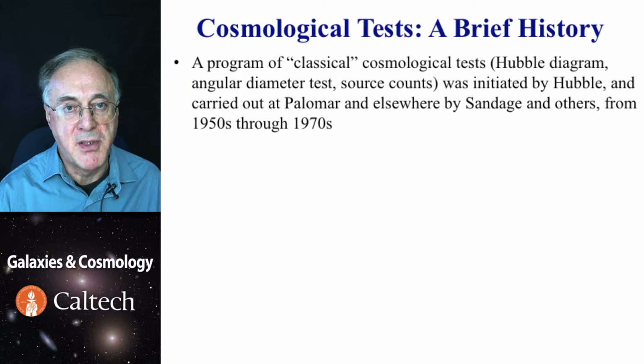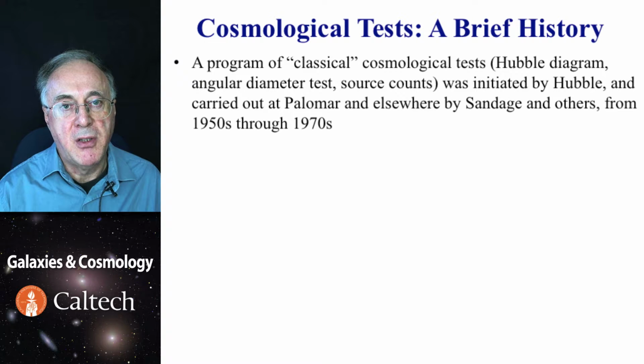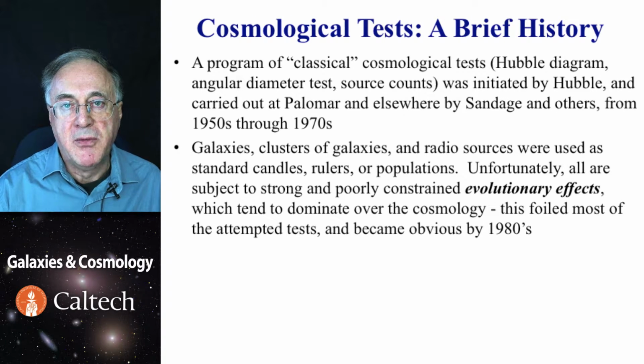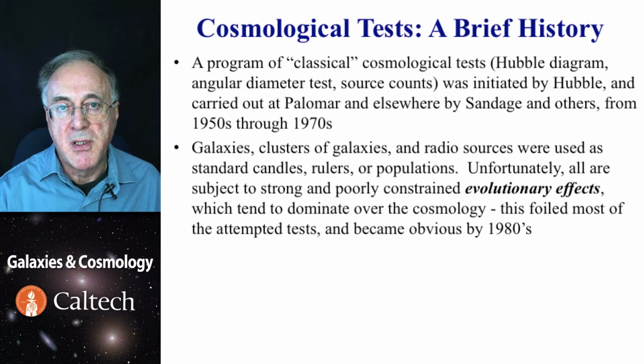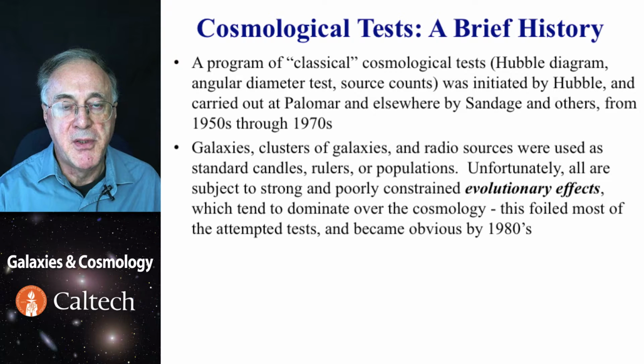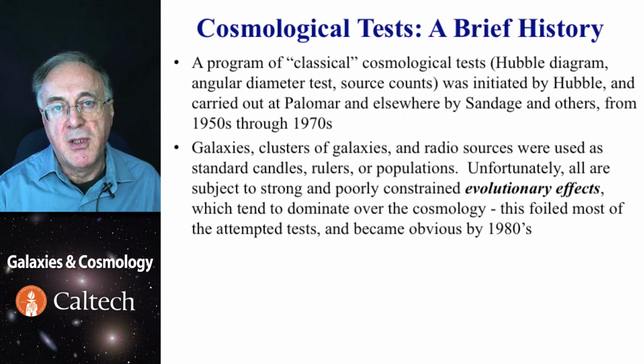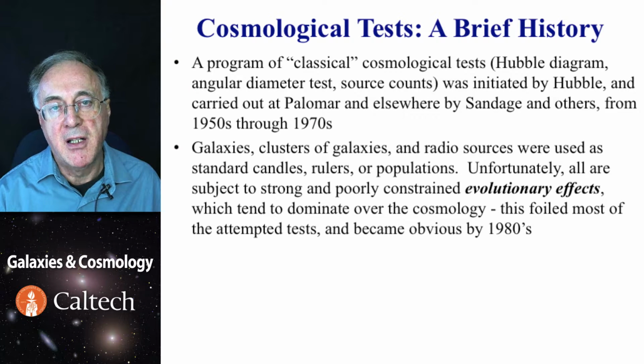thus the Hubble diagram bears his name, and Hubble and his successors, notably Alan Sandage, tried to put them in practice. There was a lot of work done on this from the 1950s through the 1970s at Mount Palomar and elsewhere. Various types of luminous and/or large objects were used in lieu of standard candles or standard rulers. Most notably, Sandage and collaborators and others worked on the use of the brightest cluster galaxies, which tend to be giant elliptical galaxies, as standard candles.